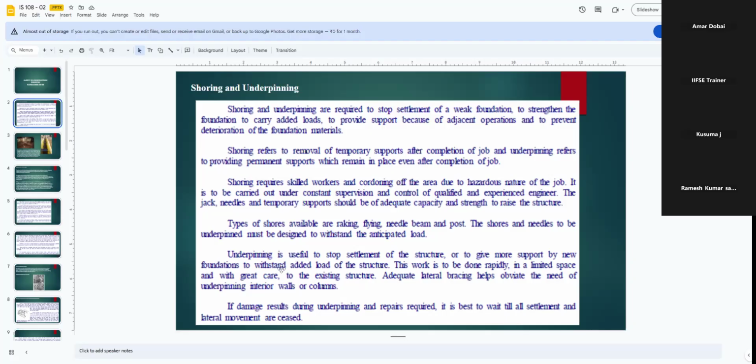Underpinning is useful to stop settlement of the structure. Nowadays you would have seen in the news people lifting and shifting their houses a few meters or a few feet away with underpinning or the jacking method, so that they can take the complete house or structure and move it aside. To give more support with a new foundation or to withstand added load on any structure, this work is to be done rapidly in a limited space and with great care to the existing structure.